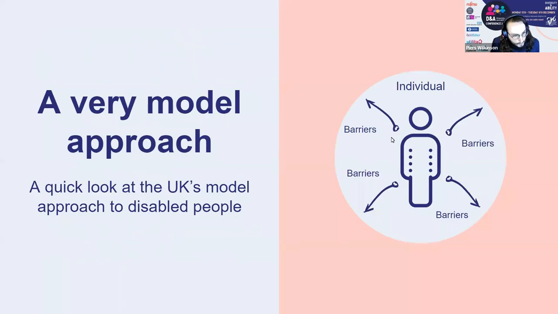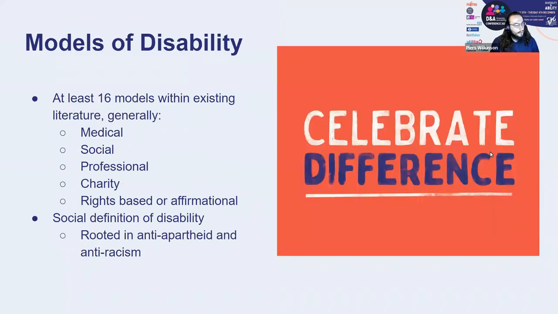So at the start, I'm not going to go into too much detail on models because there's excellent literature and guides and resources out there. We've got a couple on our own website about specific models. But there have been many that have been used differently throughout the history of the UK. So not many people know that there are at least 16 models within existing literature.